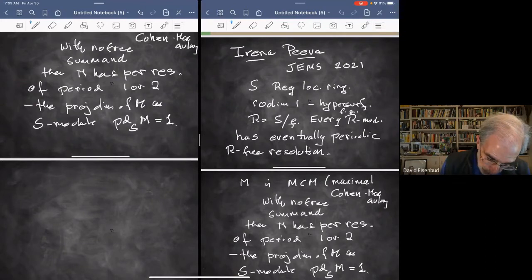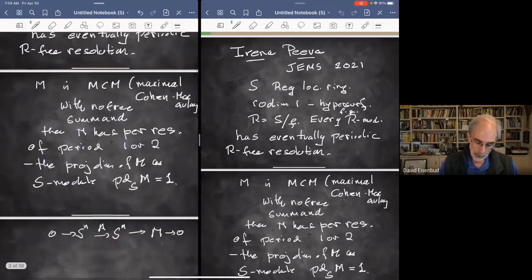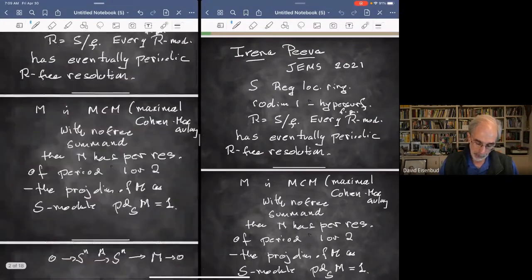So M has a resolution, M, S to some power. And of course, M is a torsion S-module, so the syzygy has the same rank as N, but in fact the syzygy is free because it has projective dimension 1. So the resolution looks like this. Let's call this map A. And M is annihilated by the equation of the hypersurface. I called it F before.